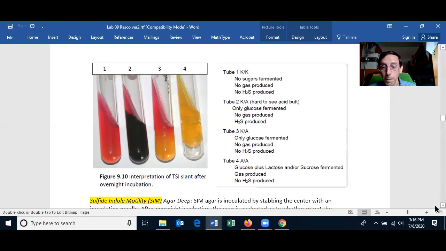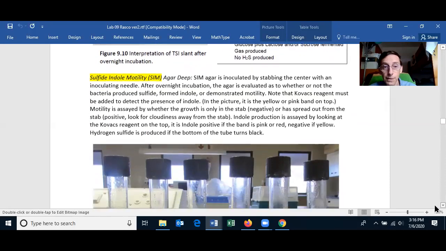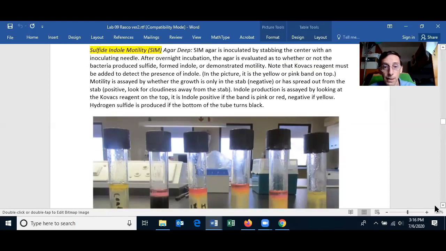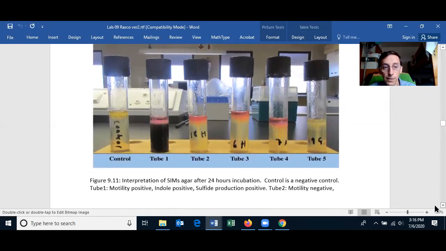Okay. Yeah. All right. In the sulfur indole motility test, it's running 3 tests together. You're looking at indole production, you're looking at motility, and you're looking at hydrogen sulfide being produced in the tube. So let's go through and look at the control tube. Nothing is happening here. And this is probably a negative control, meaning it's not even inoculated.